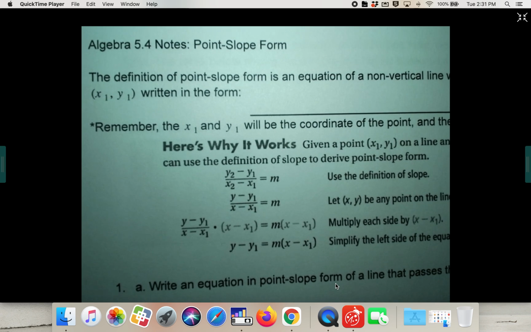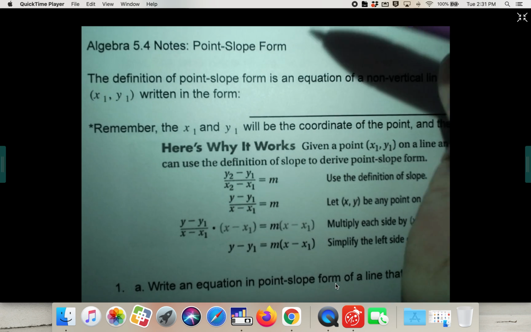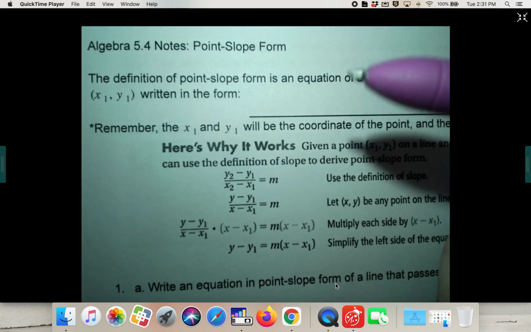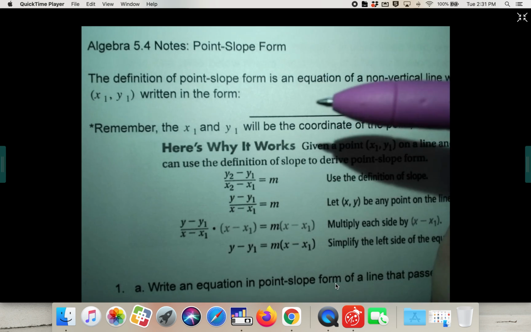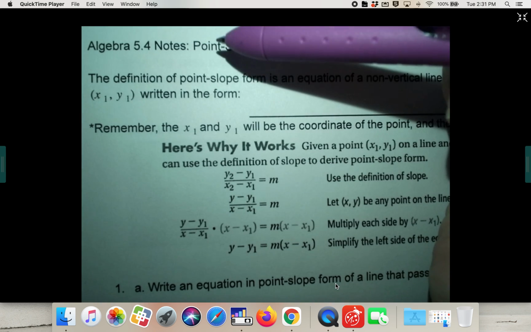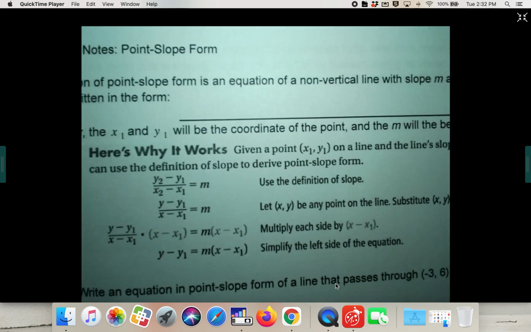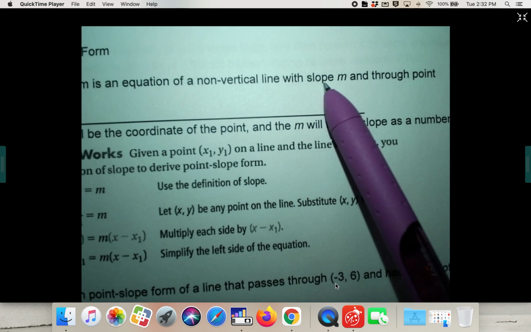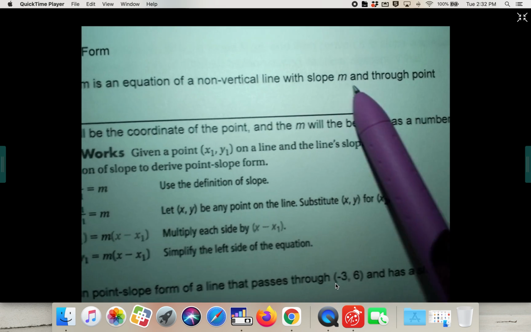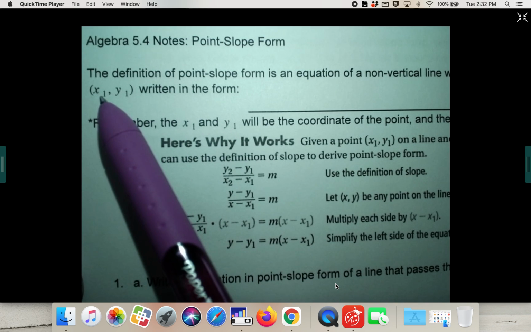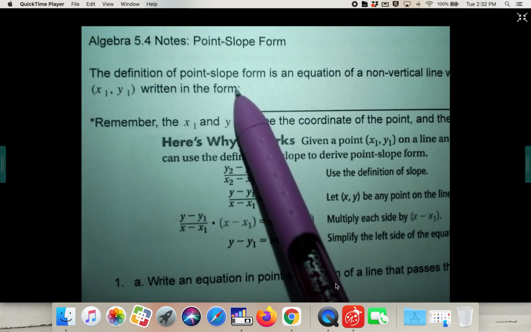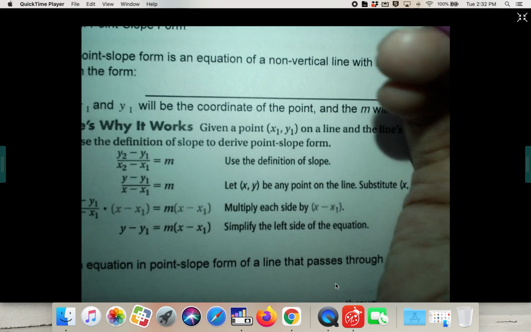Algebra lesson 5.4 notes. This is all about a new formula called point slope form. Point slope form is exactly what it sounds like. It's when they give you a point, like a coordinate point, and they give you the slope. So you are going to be writing it. It's a non-vertical line. Slope is still going to stay m. And the point is your x1, y1. And it's written in this form.